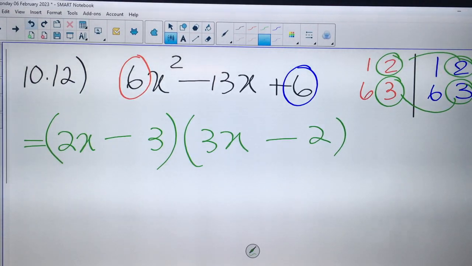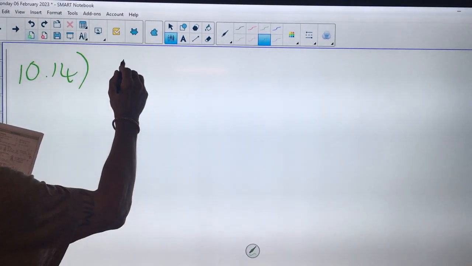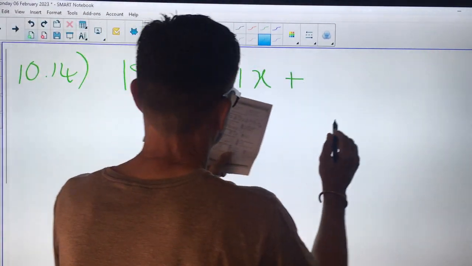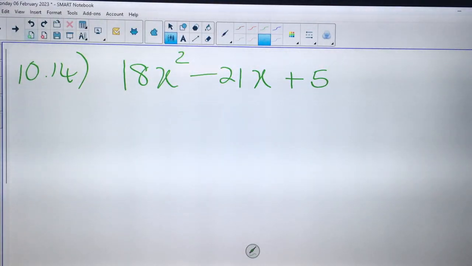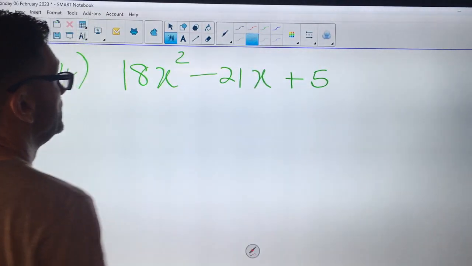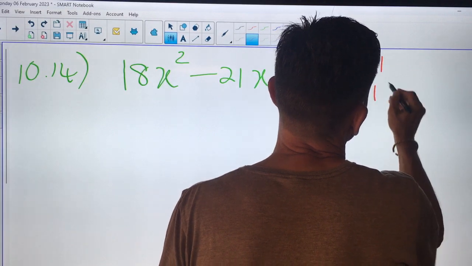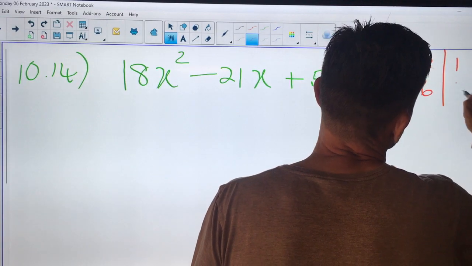Okay, number 14, 10, 14. (18x squared minus 21x plus 5). I need to check the factors of what? 5 and 18. So the factors of 18 are 1, 18, 2, 9, 3, 6. And on this side, the factors of 5.